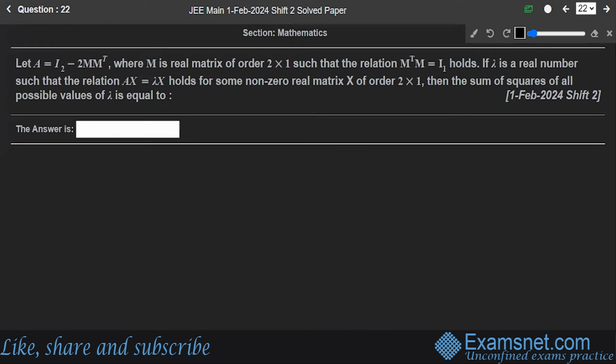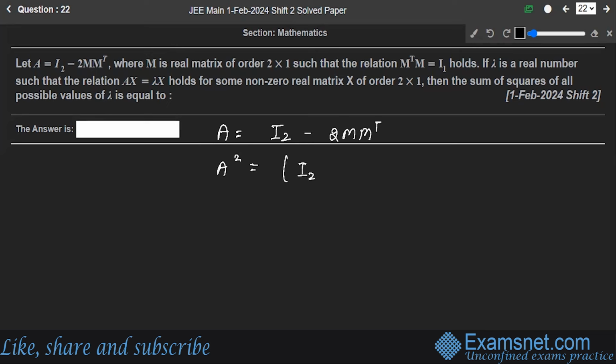Question number 22. Let A is equal to I2 minus 2M into M transpose, where M is a real matrix of 2 by 1 order, such that the relation M transpose into M is equal to I1 holds. If lambda is a real number such that the relation AX is equal to lambda X holds for some non-zero real matrix X of order 2 into 1, then the sum of squares of all possible values of lambda is. Let's write down, you have A as I2 minus 2M into M transpose. Let's do the square of A matrix.